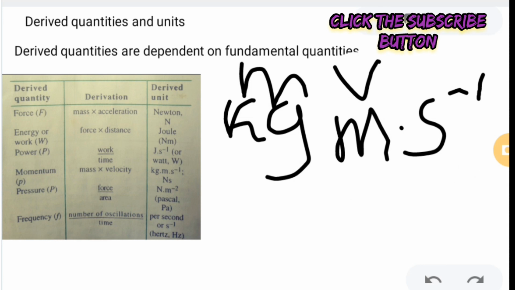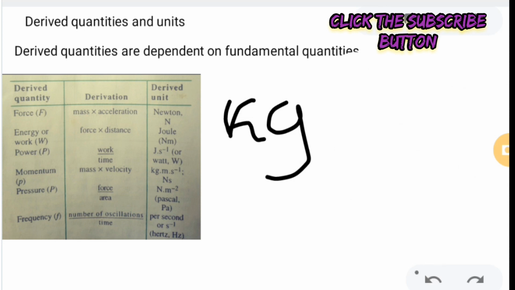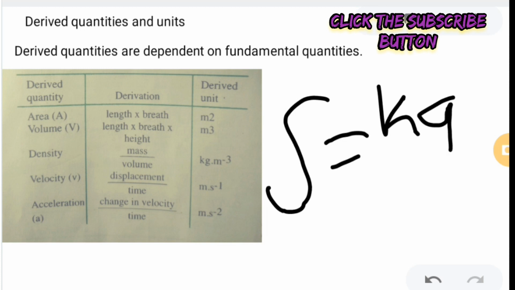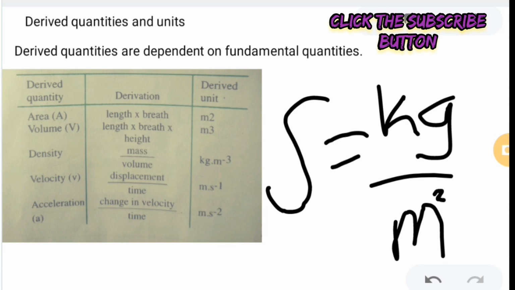Then for pressure, it's force over area. I've already explained how you get them. We know area equals length times breadth. We know volume. Then for density, we have kg over meters cubed. So when you bring it up, it will be kg m to the power of minus 3.